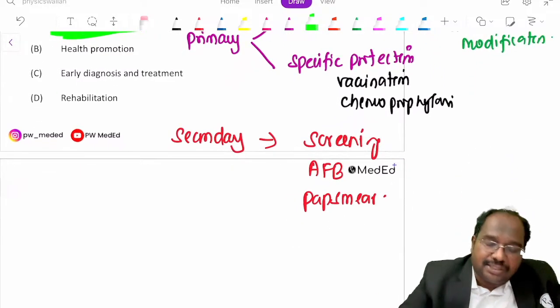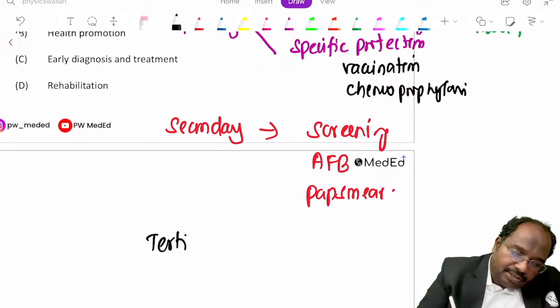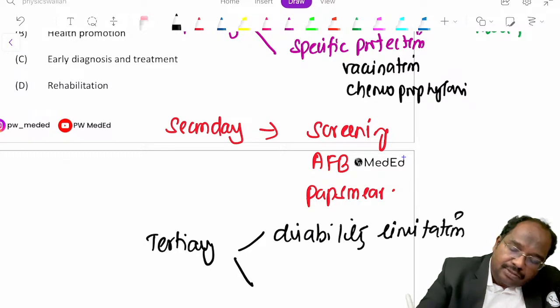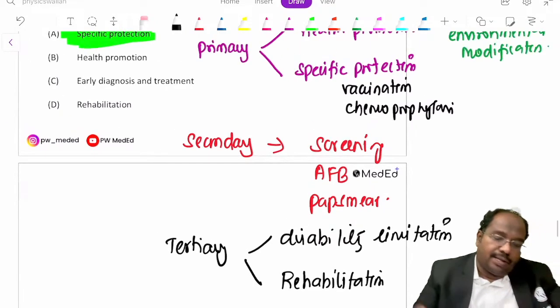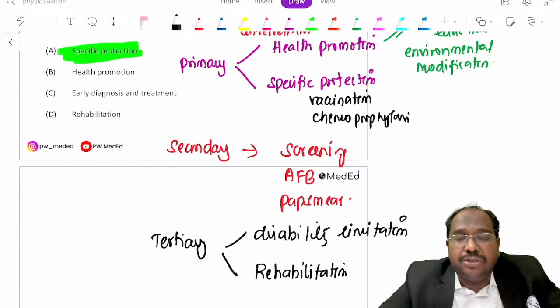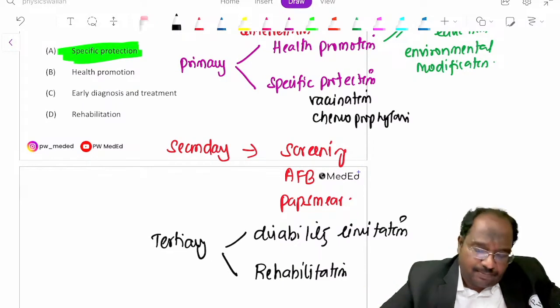Tertiary, we can do disability limitation and rehabilitation. Okay, tertiary prevention. So am I clear? So these are the points you should know regarding prevention, guys. It's a commonly asked question in your exam.